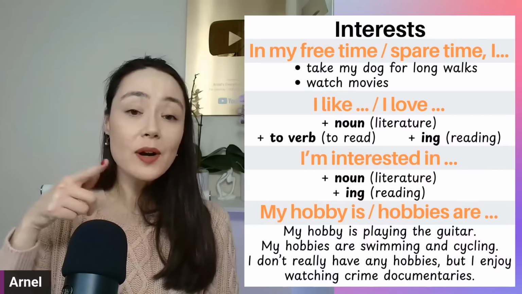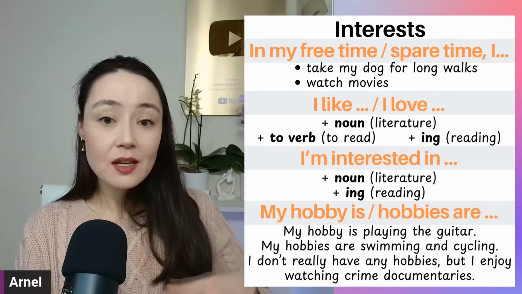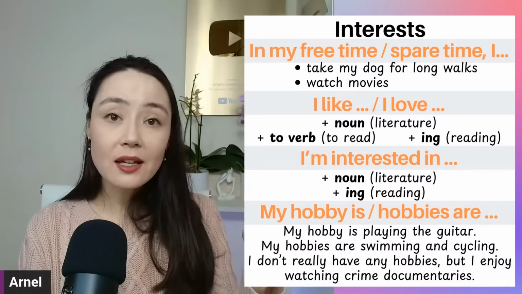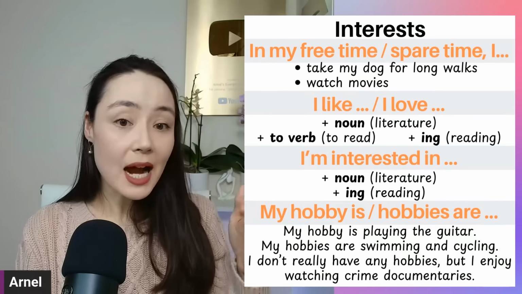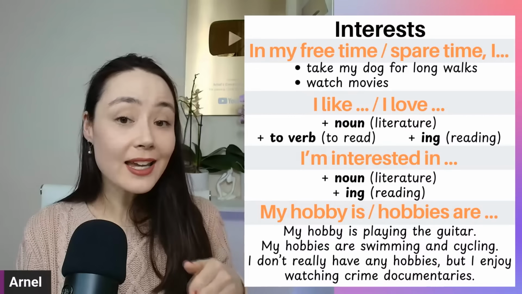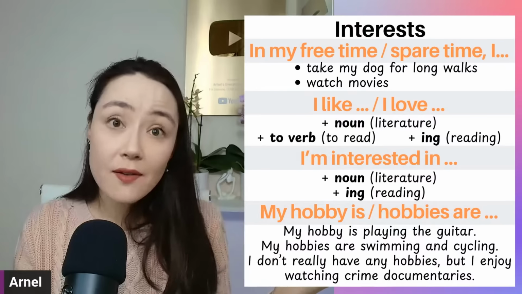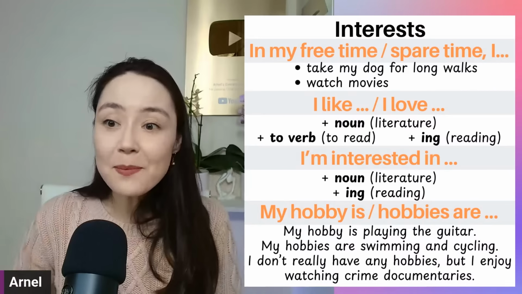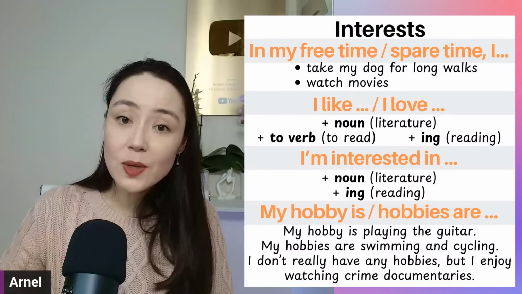I like or I love. And here's a little mini grammar lesson. You can use a noun. I like literature. That's a noun. To verb. I like to read. ing. I love reading. You can choose whichever one you're comfortable with. Let's see some examples. What do you like doing in your free time? What do you like doing in your spare time?